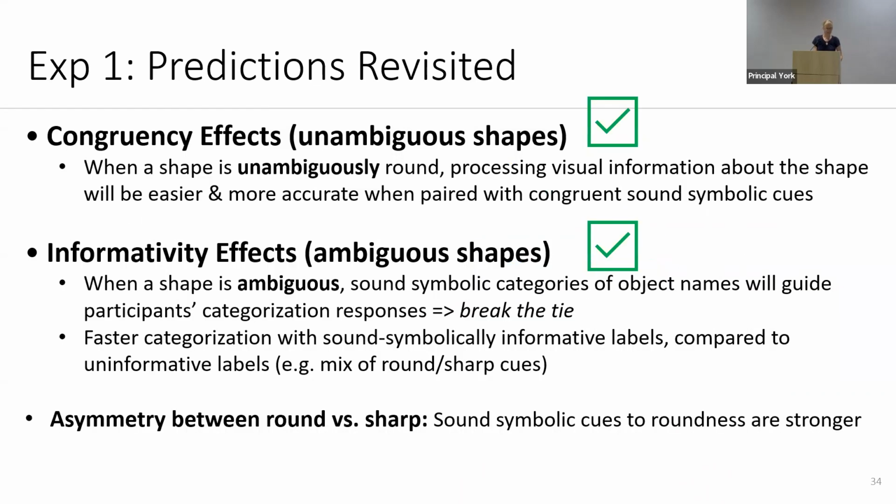Okay, so what have we seen so far for the first study? With unambiguous shapes, we do get some congruency effects, in particular with the round shapes with people's choices, and we get some hints with the reaction times. We plan to do some more analysis looking at contingent reaction times, and we can discuss that. For the ambiguous shapes, as I showed you, when people are faced with an ambiguous shape, getting informative labels, in particular round labels, can help nudge them in resolving that tie in terms of how to categorize that shape. So we're seeing this asymmetry between sharp and round patterns emerging.